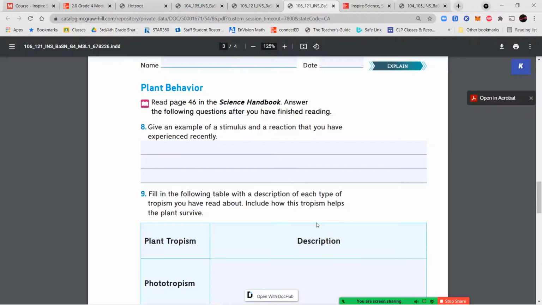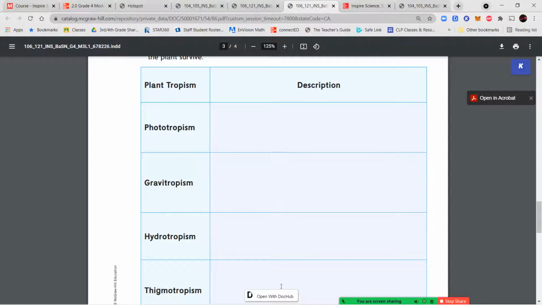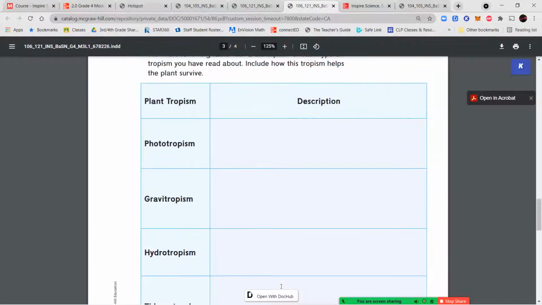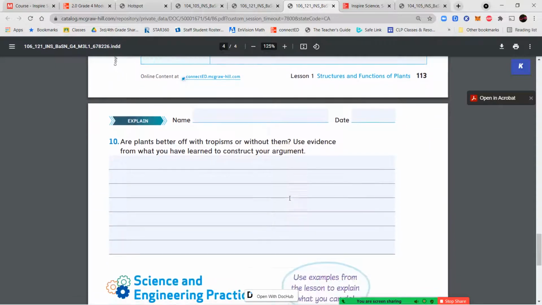So you're going to use the information that you just gathered, write an example of a stimulus and reaction that you've experienced, and then fill in the 4 different kinds of tropisms that we talked about. Use details from your reading to fill it in correctly.